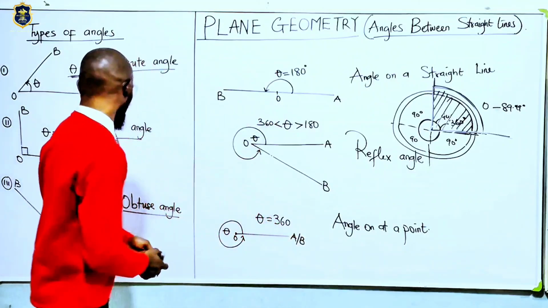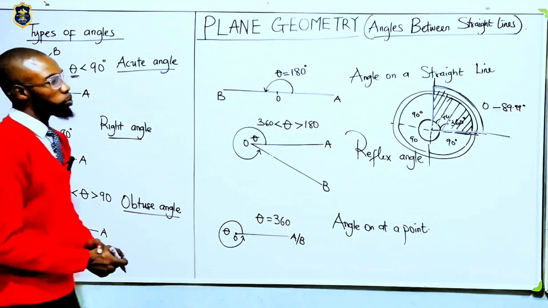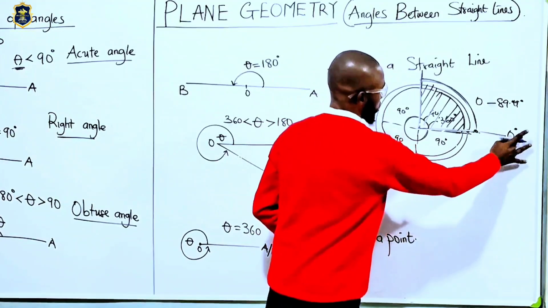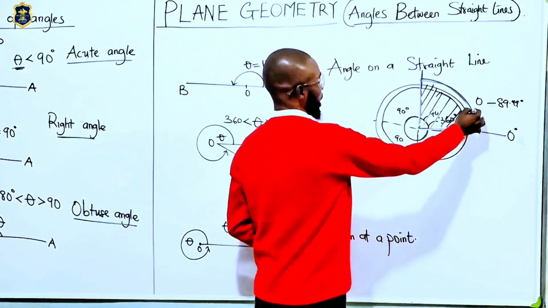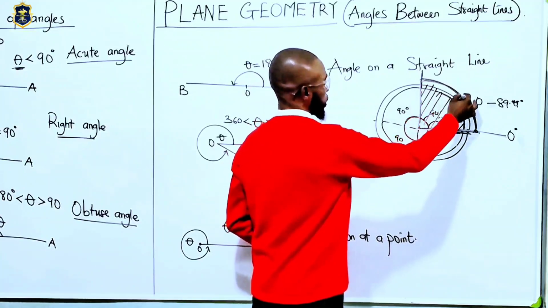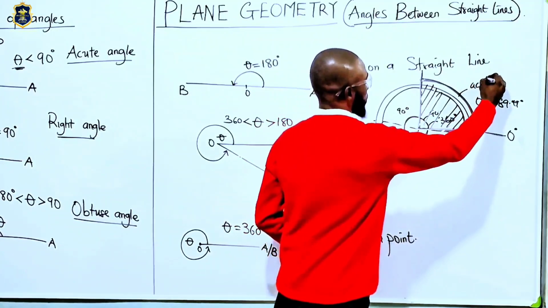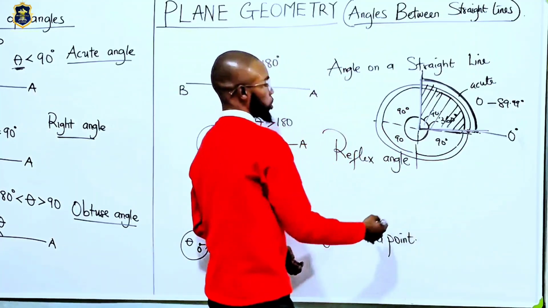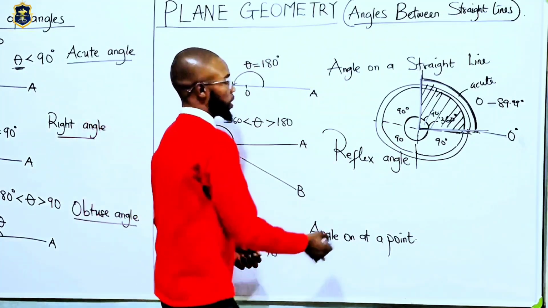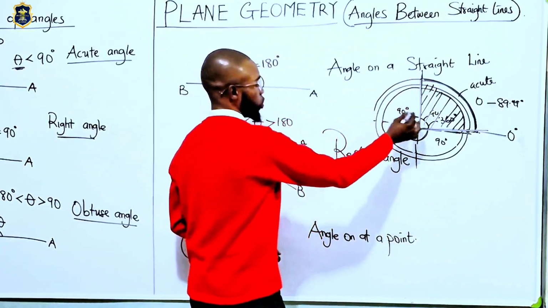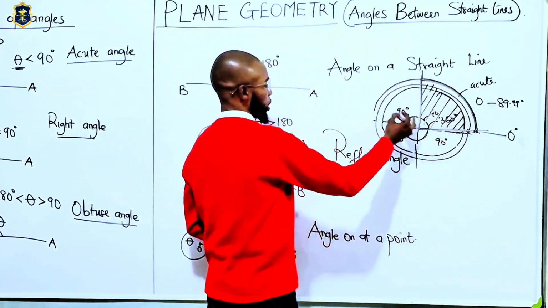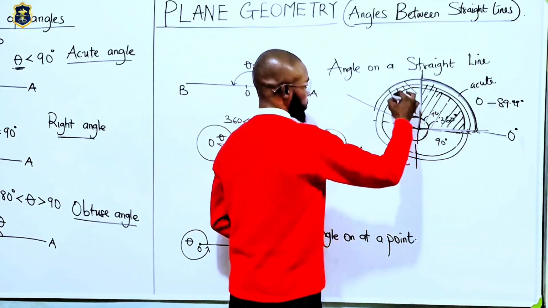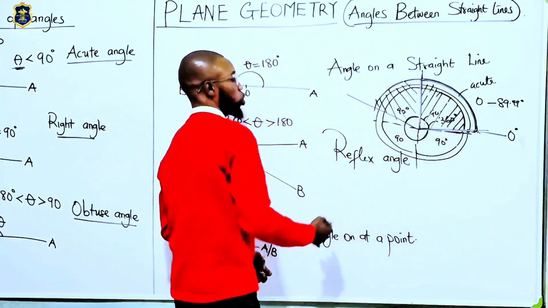Which brings us to number 3, which is the obtuse angle. The obtuse angle normally runs from here, which is the 0 plane, 0 degrees, and runs down. If it's at this point, it's known as the acute angle. If it gets to this point, it's the right angle. And if it gets to anywhere between here and here, anywhere from here down, it's known as the obtuse angle.